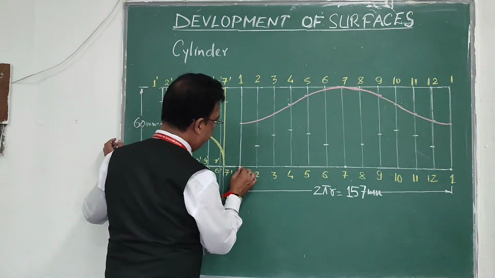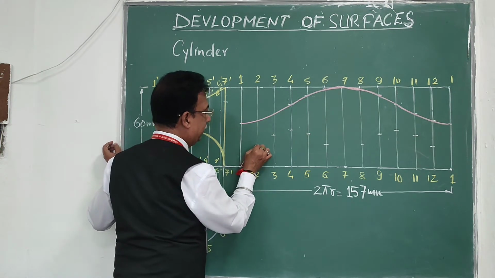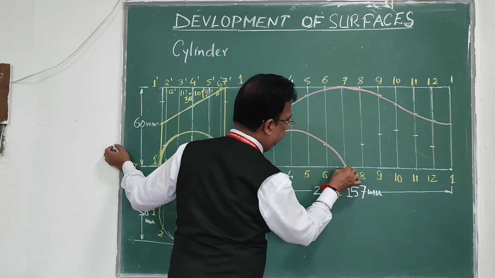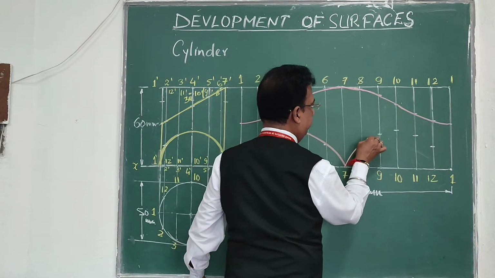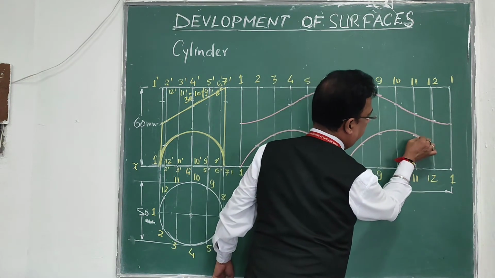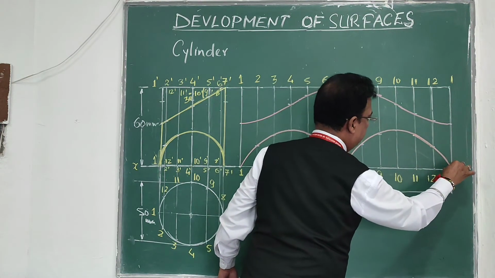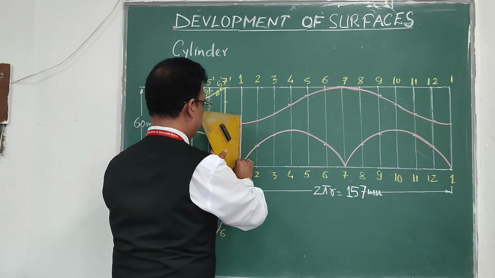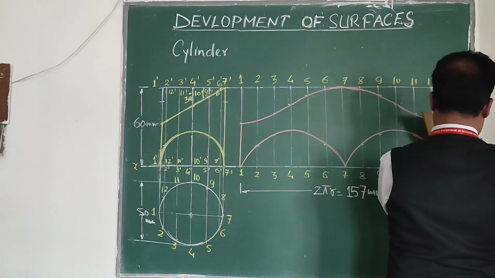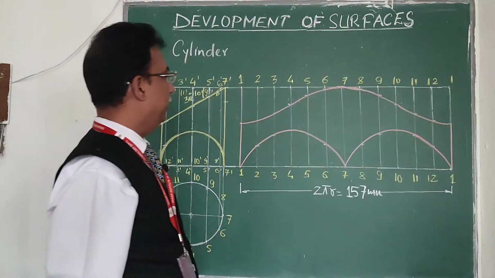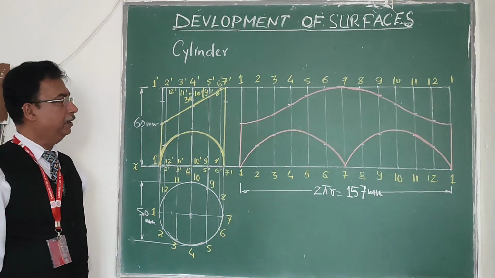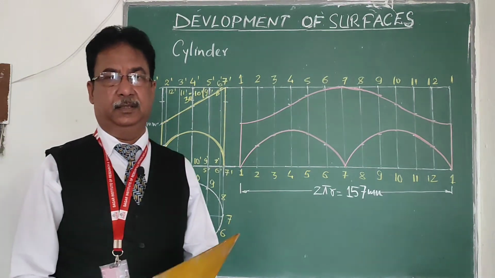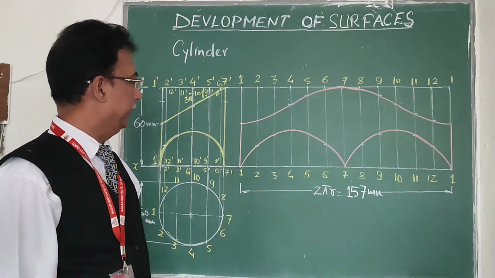Now again join them with the help of freehand like this. It can go up and then come down in the same pattern. And now I can darken this part. Now look at the figure. This is the development of the lateral part of this cylinder. I hope you understand this. Draw this in your notebook. Thank you very much.